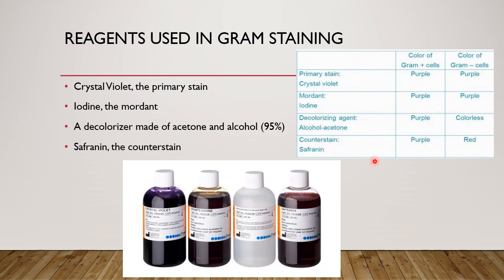And finally when we do the counter staining, that is we put the safranin in, what happens is this remains purple, and this takes up the counter stain, that is the second stain, red. So gram negative cells appear red and gram positive cells appear purple. Okay.